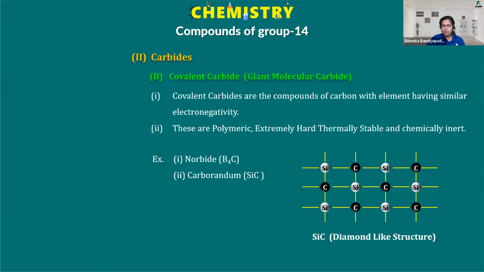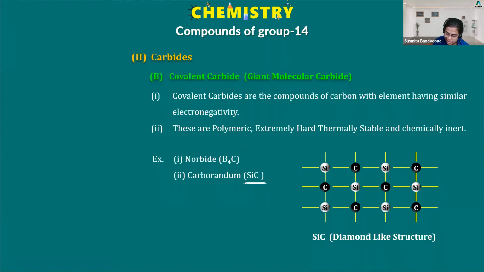But you very well know Fajan's rule. Ionic compounds will have covalent character. You also know covalent compounds will have ionic character, by the way. Covalent carbides are formed when the element and carbon shouldn't differ much in electronegativity. So silicon and carbon don't differ much in electronegativity. Boron and carbon also don't differ much in electronegativity.